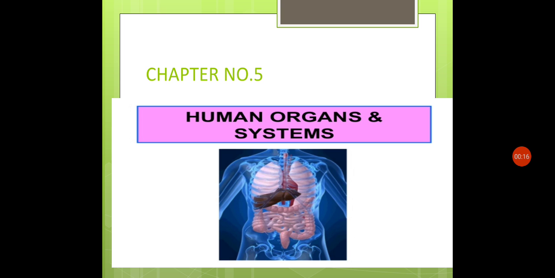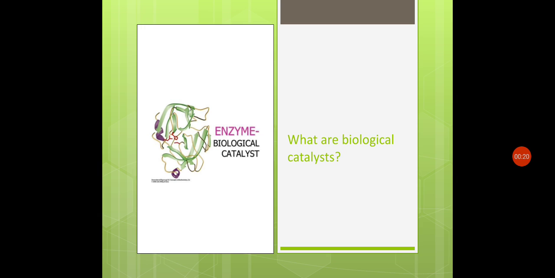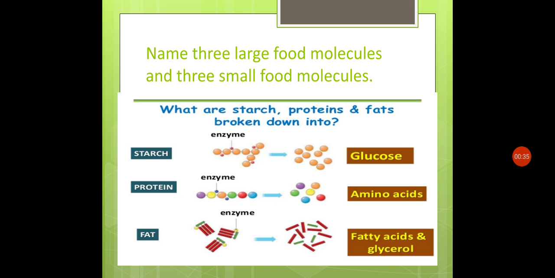Chapter number 5, human organs and systems. What are biological catalysts? Enzymes are biological catalysts. Catalysts are those substances which speed up a chemical reaction but do not take part in that particular reaction.